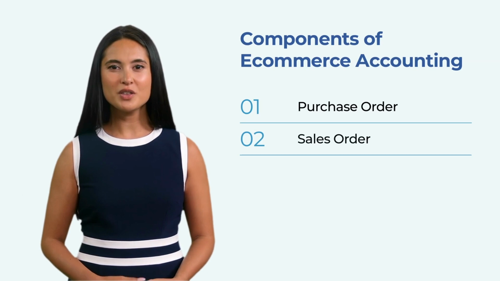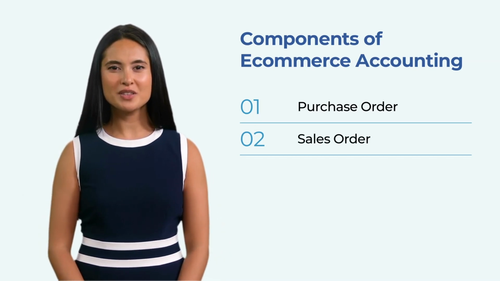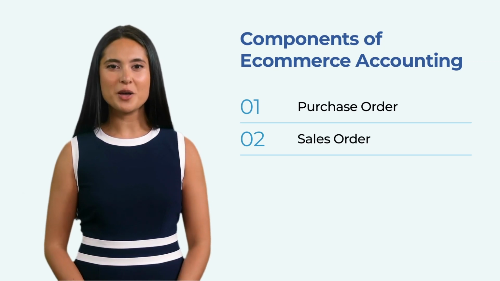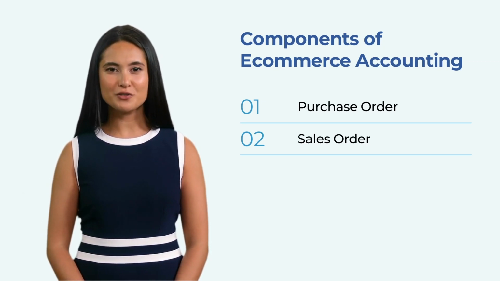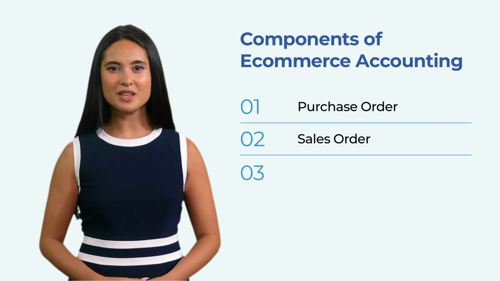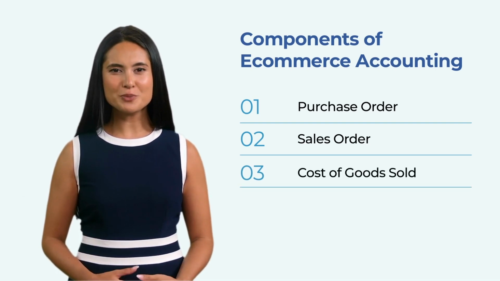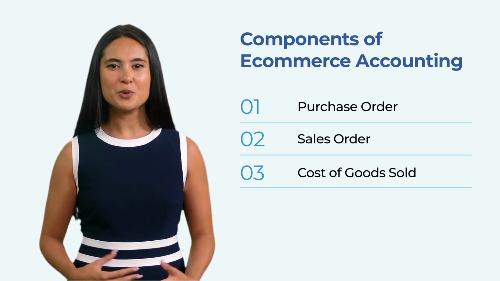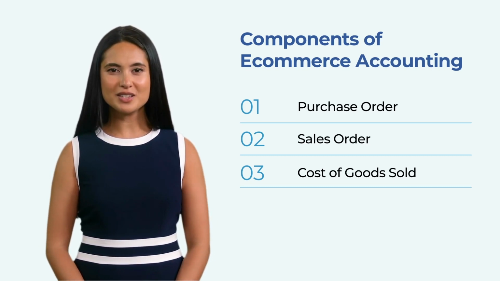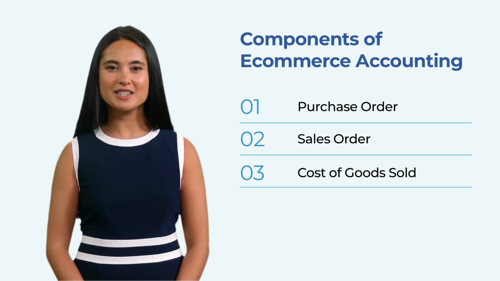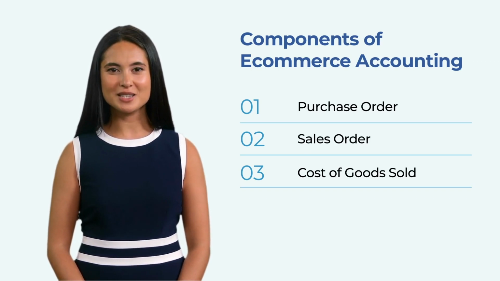Sales order. When you buy something, the seller makes a document called a sales order. It tells you what was bought, how much it costs, and when you need to pay for it. Cost of goods sold. Cost of goods sold is the money it takes to make or get the things you sell. For businesses that do online sales, cost of goods sold includes things like raw materials, people's wages, and other expenses related to making the items.